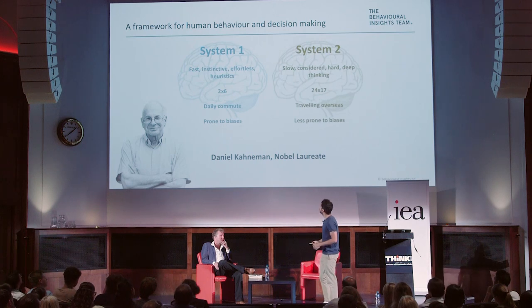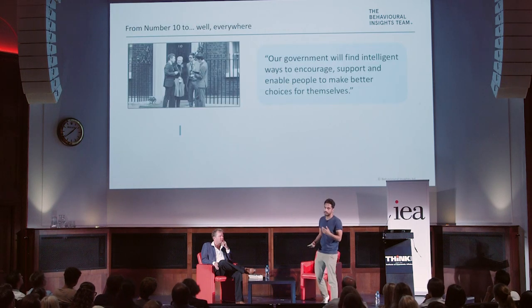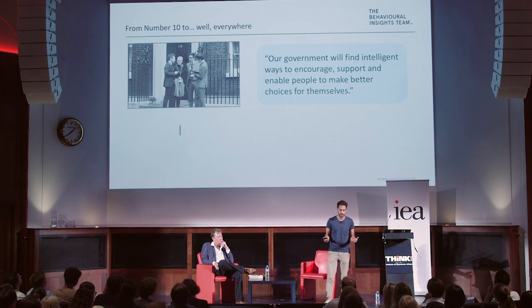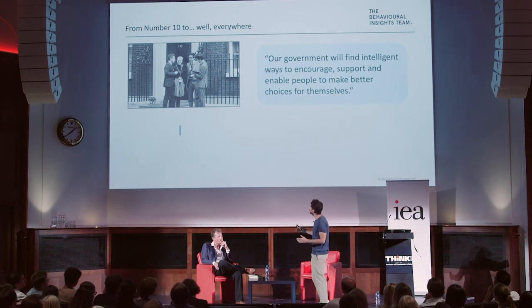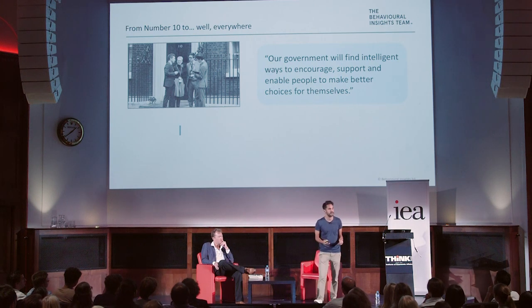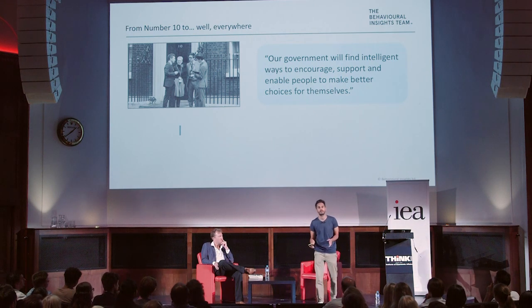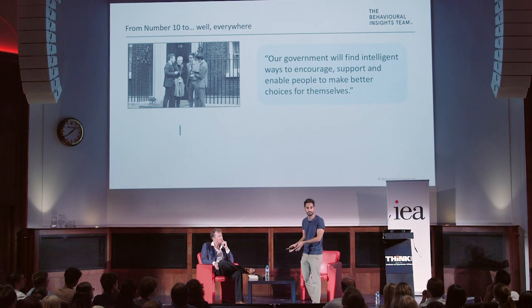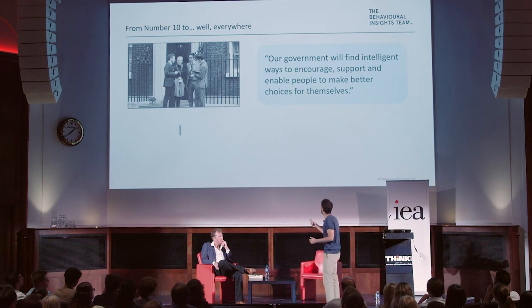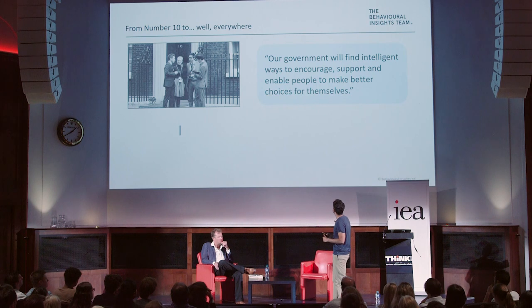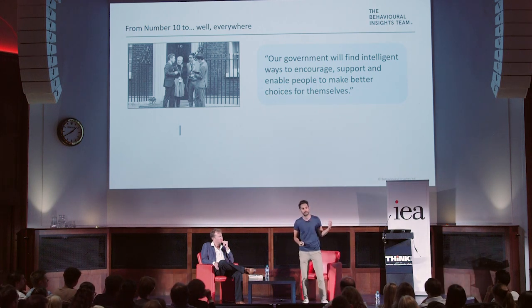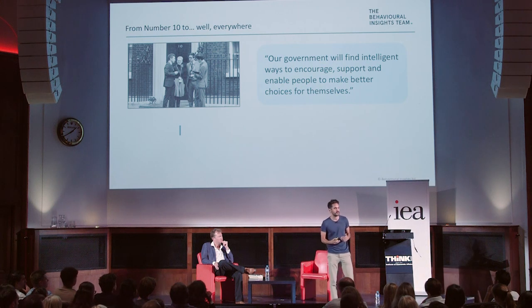This has been around a while, but in 2010, the coalition government said, you know, David Cameron in 2008, wondering how his life would turn out, I guess, he's reading a copy of Nudge by Richard Thaler and Cass Sunstein, which was saying, you can take behavioral science and you can use it to improve government policy. So they say, okay, we're going to find ways, intelligent ways, to encourage, support, and enable people to make better choices for themselves. That's a direct quote from the coalition agreement.